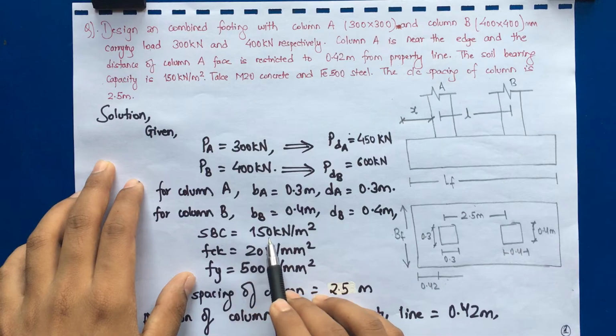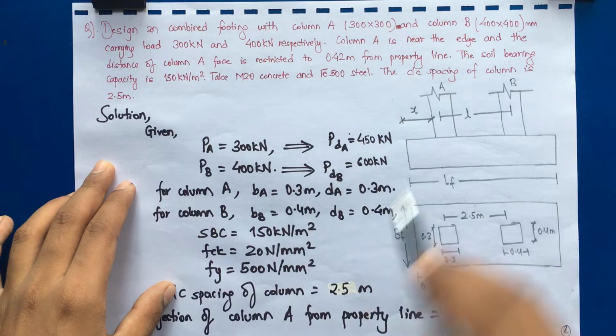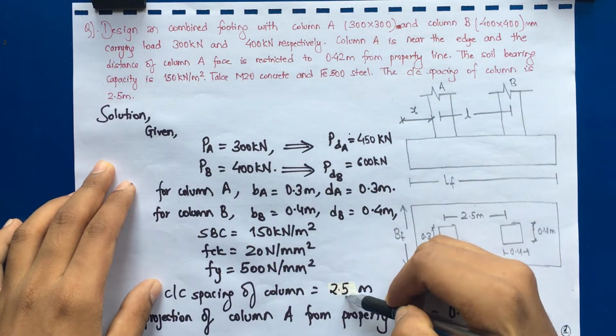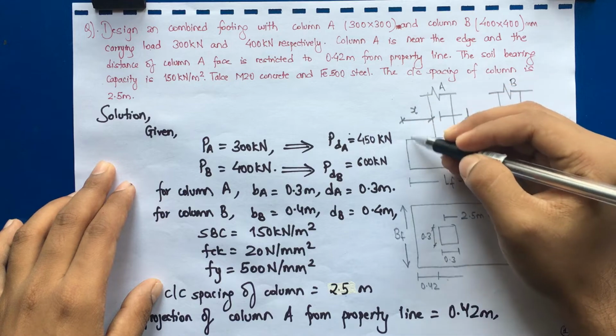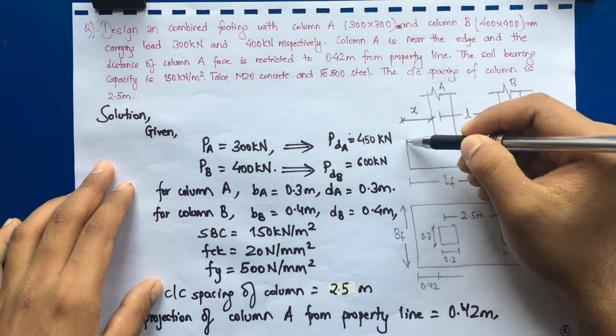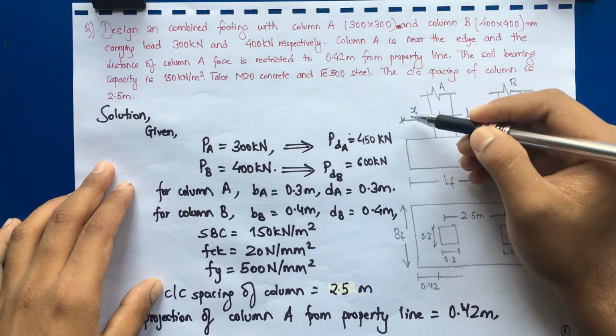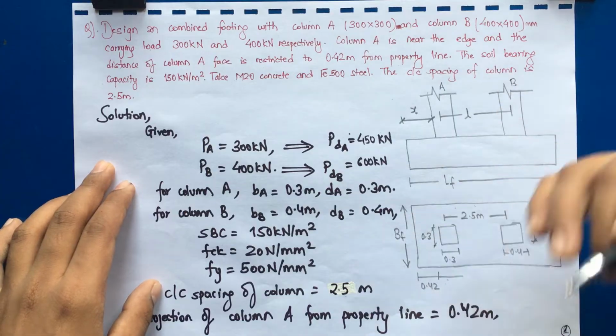Soil bearing capacity is 150 kN per meter square. Characteristic strength of the concrete is 20 Newton per mm square. Yield strength of the steel Fe 500 is 500 Newton per mm square. Center to center spacing of the columns is 2.5 meter, and the projection of column A face to the property line is 0.42 meter. In some cases we might have the column flush to the property line, so there will be zero projection. That will be a different case. So for now we have 0.42 meter.